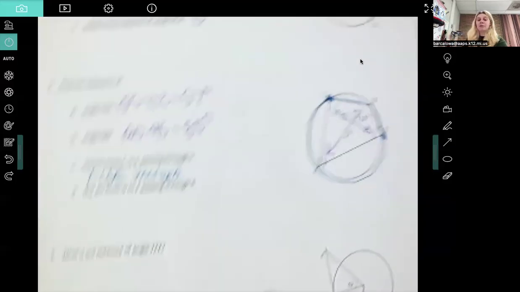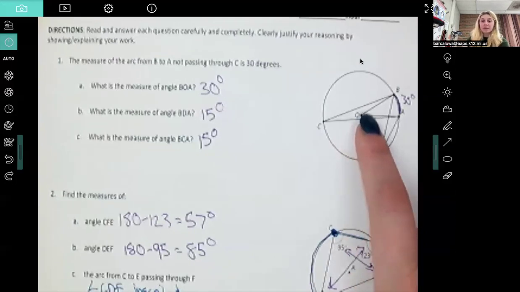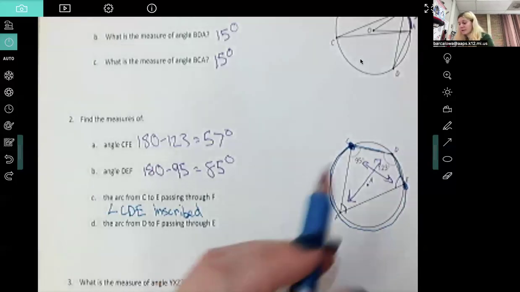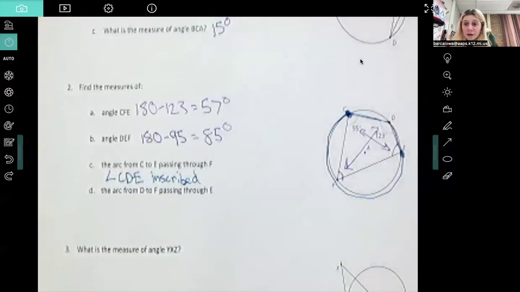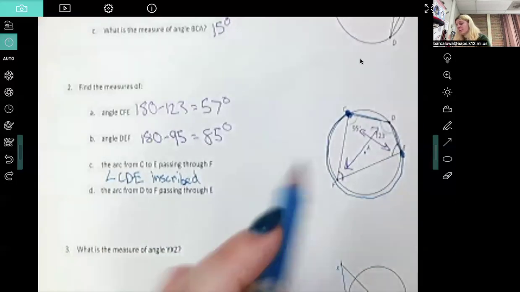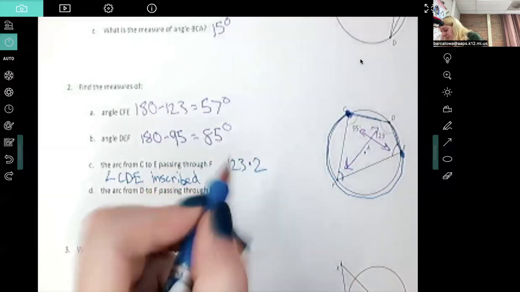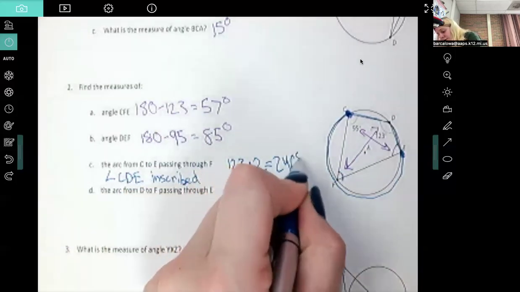Like we just talked about up here, inscribed angles are half of the central angle, and the central angle is equal to the arc. So if this is half the central angle, to find the central angle, we need to double it. Inscribed angle is half of the central angle, so the central angle is double the inscribed angle. If you have no idea what I'm talking about, you need to brush up on your vocab. Okay, so 123 times 2 is 246 degrees. Don't forget degrees.